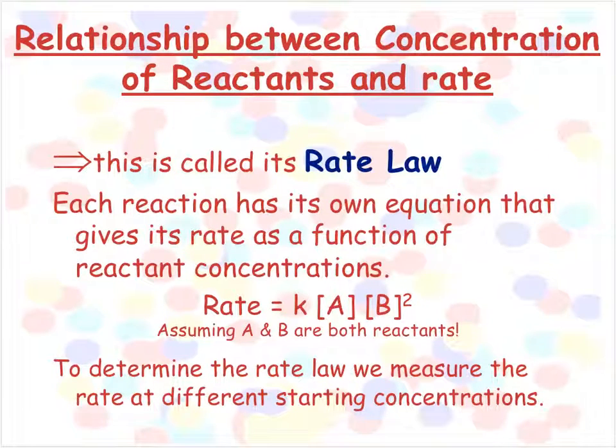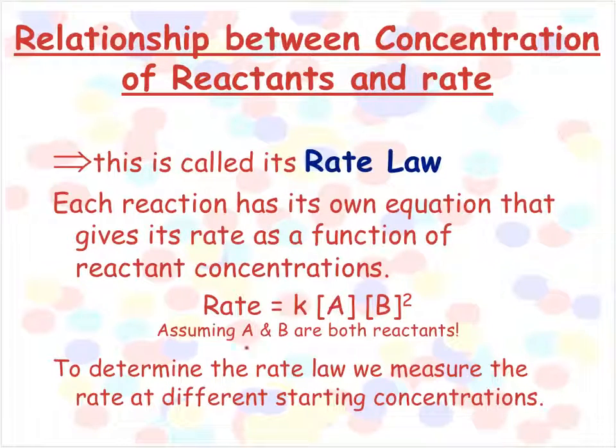All right, so the relationship between the concentration of the reactants and the rate, how fast the reaction goes, is what we call the rate law. So every single reaction has its own equation that gives us the rate law. The general form of this is seen down here. So rate equals K, concentration of A, concentration of B.